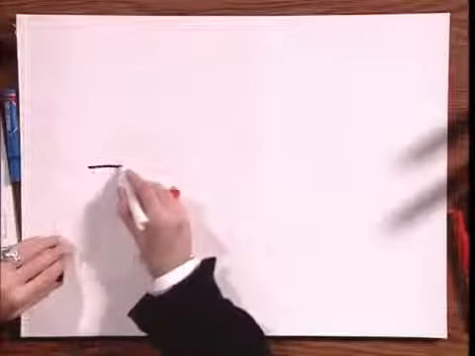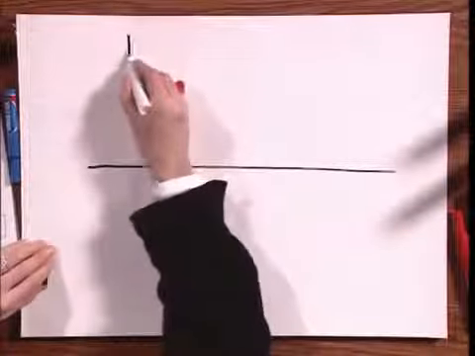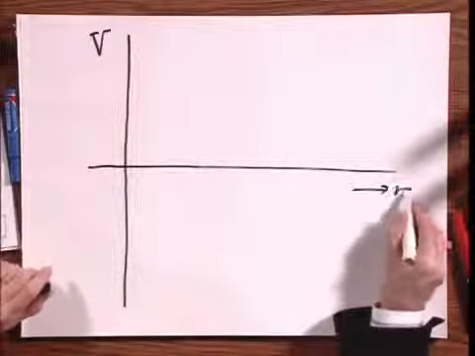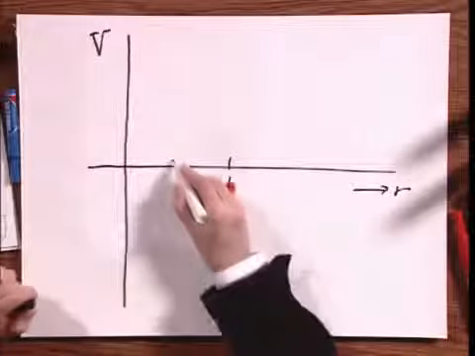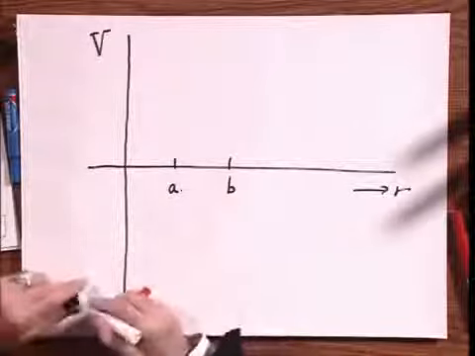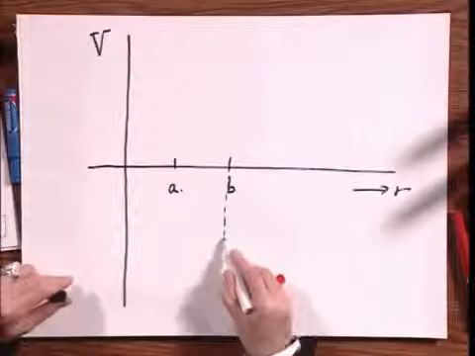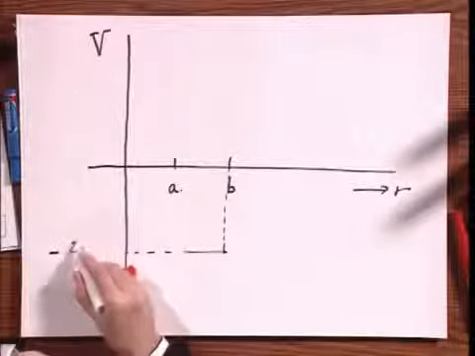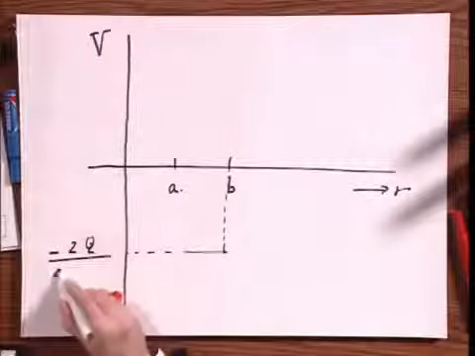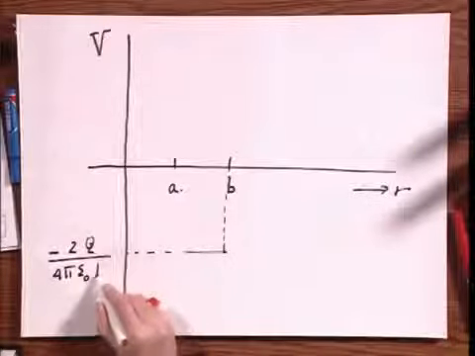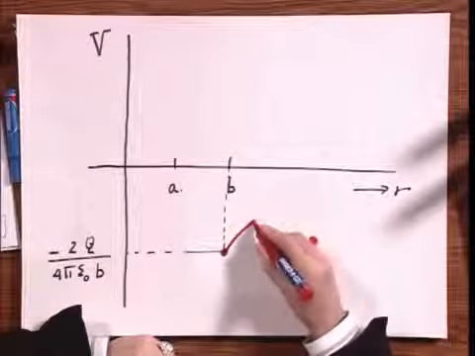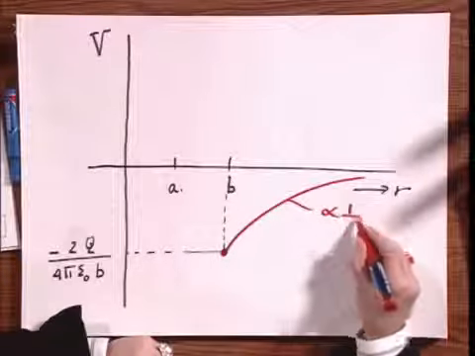I would also like to make a drawing of the potential as a function of r. It always helps. It gives you some insight. So here is the potential V, and here is the radius r. I have here the outer shell B, and here the inner shell A. Well, the electric potential here we know equals minus 2q divided by 4 pi epsilon 0 B. We just calculated that. And then it falls off as 1 over r, proportional to 1 over r.